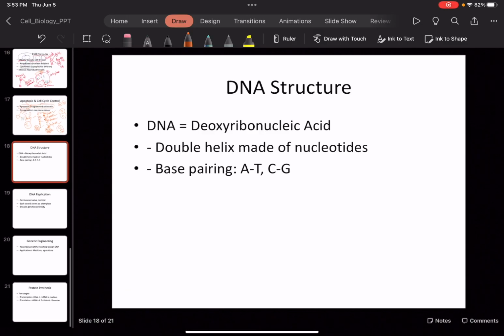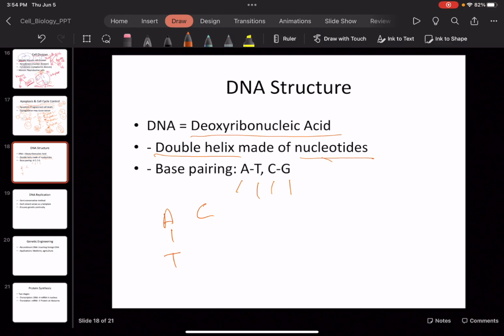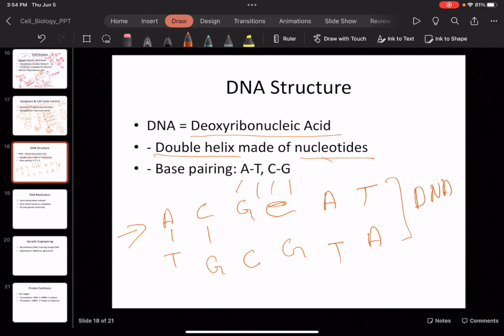DNA structure. DNA is deoxyribonucleic acid. Where do you see DNA? Inside the nucleus. It is a double helix made from nucleotides. The bases, nitrogenous bases, are adenine, thymine, cytosine, guanine. So A always goes with what? T. C goes with what? G. If I give you one strand, you have to make the parallel strand. So G should be C, C should be G, A should be T, T should be A. So this is the DNA strand. That's why it builds pairs.